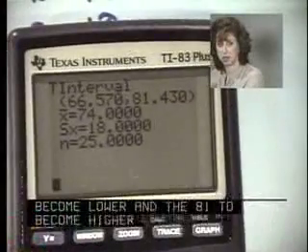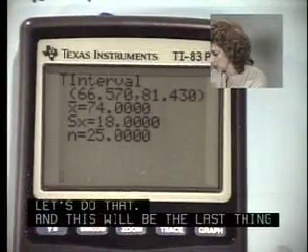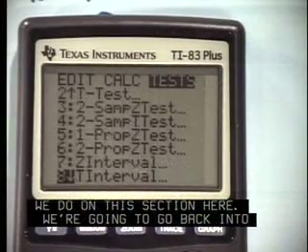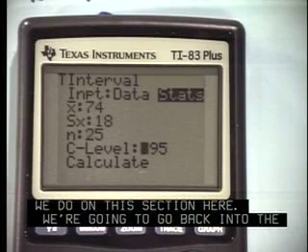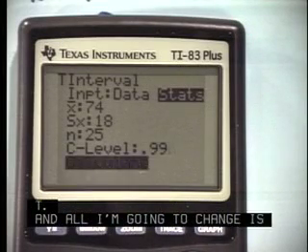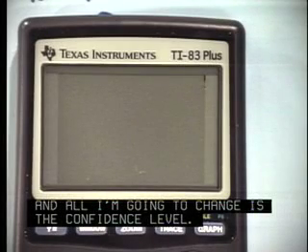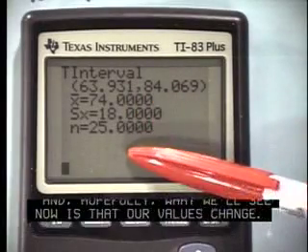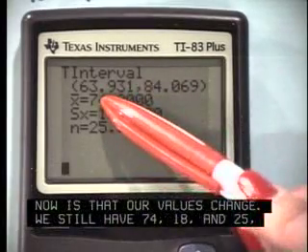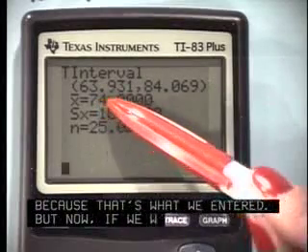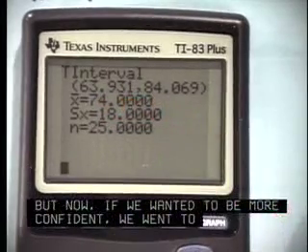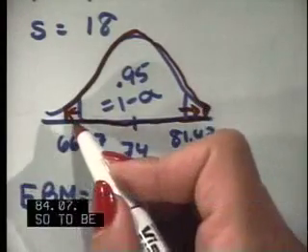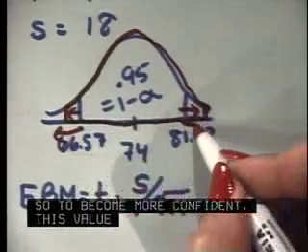Let's do that. And this will be the last thing we do on this section here. We're going to go back into the t interval, and all I'm going to change is the confidence level. And hopefully what we'll see now is that our values change. We still have 74, 18, and 25 because that's what we entered. But now if we wanted to be more confident, we went to 63.93 and 84.07. So to become more confident, this value becomes smaller and this one becomes larger.